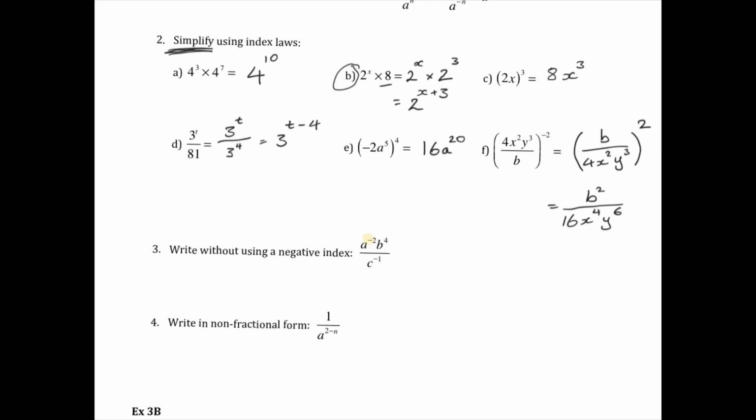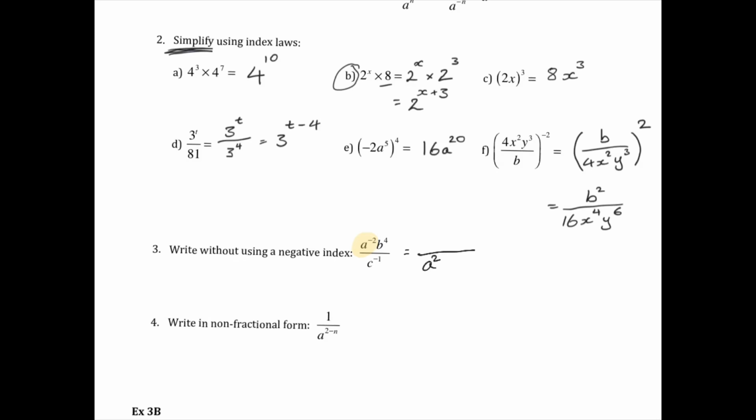Hands up. Where should this go so that I get rid of the negative indice? Look, and it's on your page. The clues are on your page. Everything's there. Alicia? Yeah, and then it becomes a squared in the denominator.